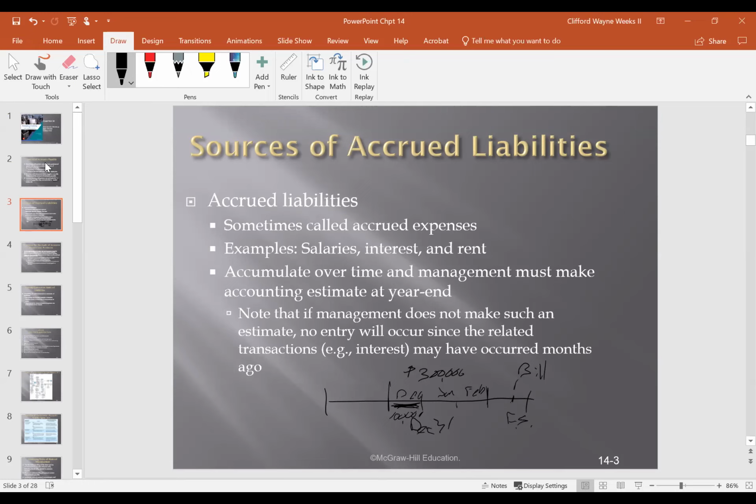Salaries, interest, and rent accumulate over time, and management must make an accounting estimate at the end of the year. Note that if management does not make such an estimate, no entry will occur, since the related transactions, for example interest, may have occurred months ago. A lot of times when we were auditing our clients, they would ask us to make our adjusting entries. We give them a list of proposed adjusting entries, they would review them, accept them, and then journalize or book them into their system.